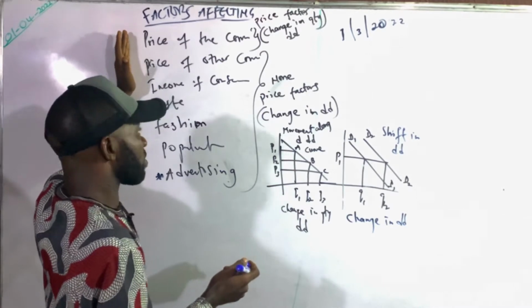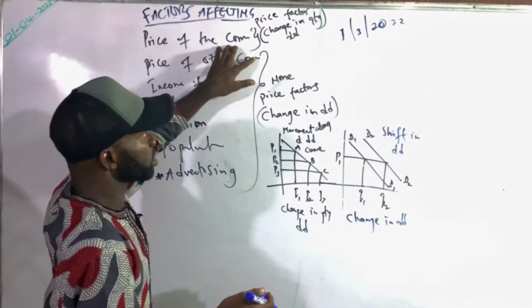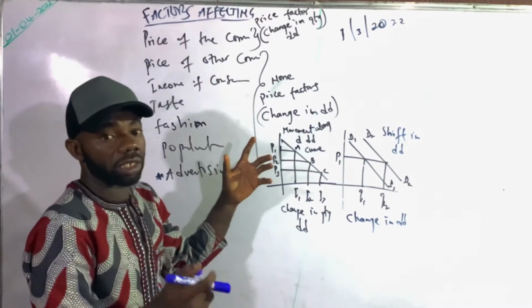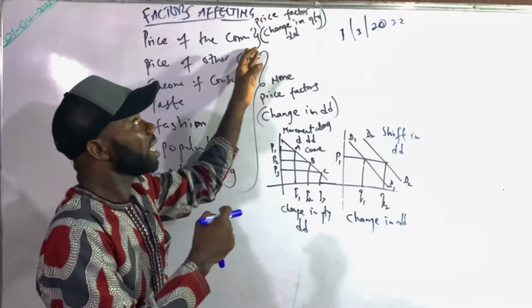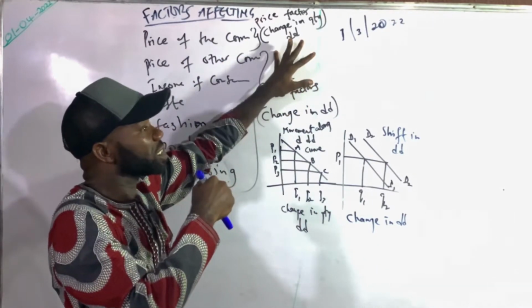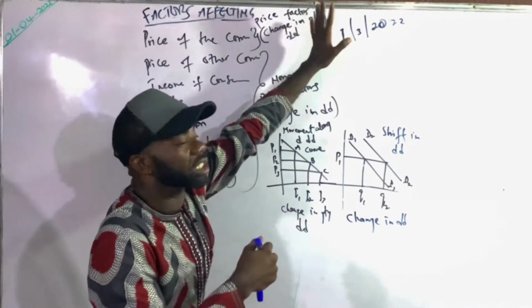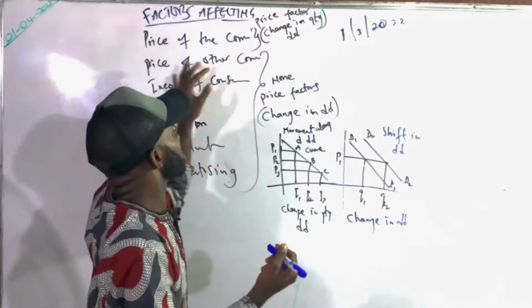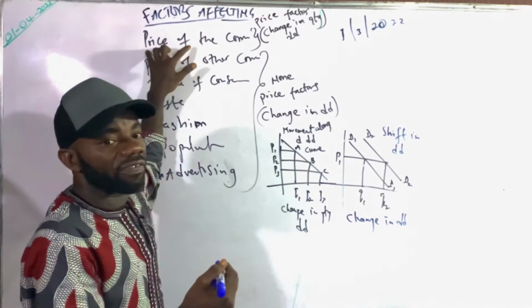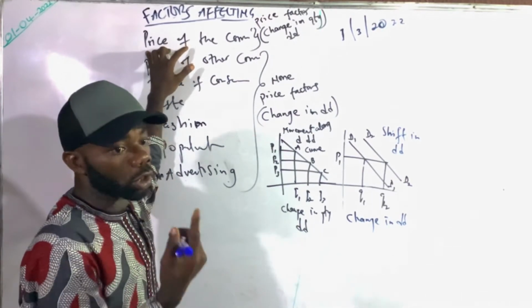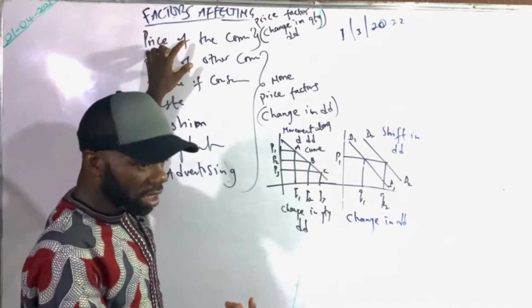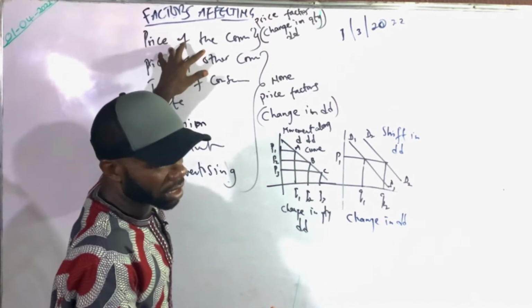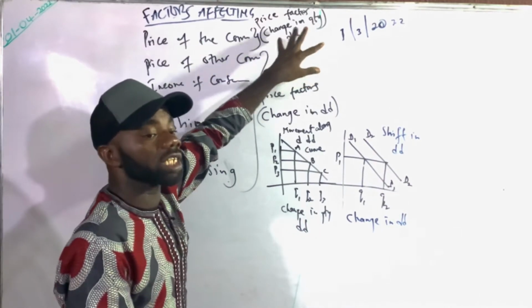When we look at the factors affecting demand, we have price of the commodity. Price of the commodity can be classified as a price factor of demand, which can be attached to change in quantity demanded, because change in quantity demanded is determined by the price of the commodity, while other factors affecting demand remain constant or silent. That is, if the price does not navigate, there won't be anything called change in quantity demanded.